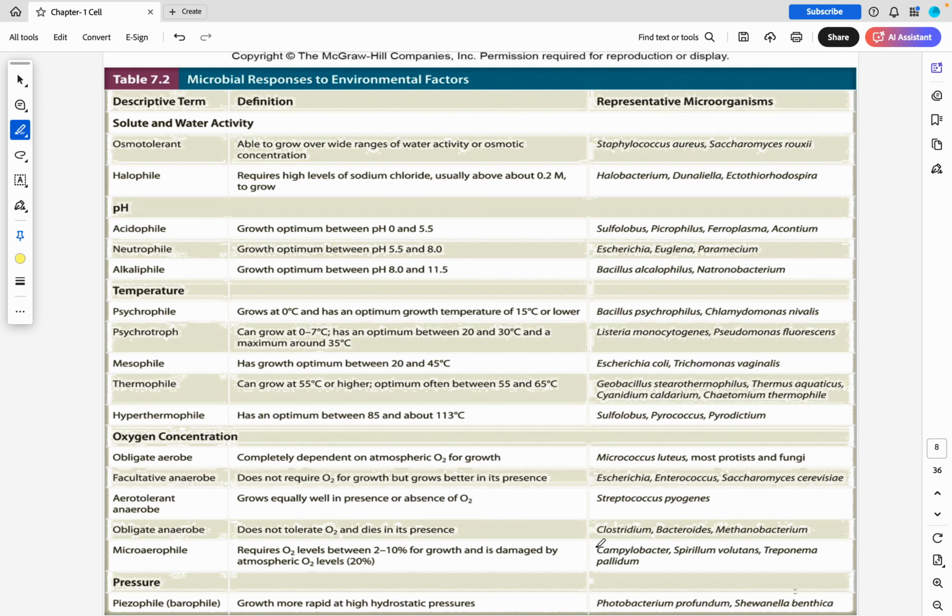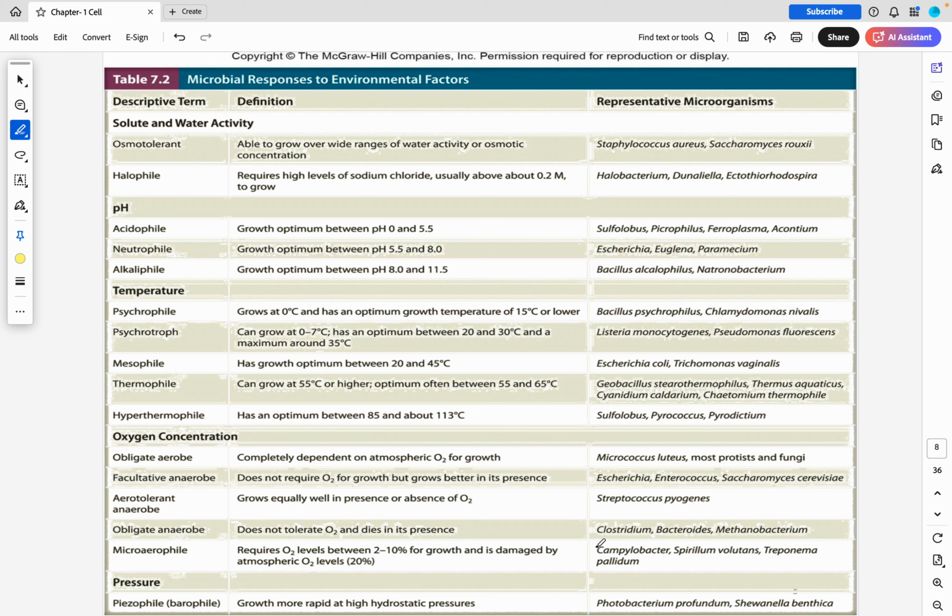Okay. All right. So let's have some examples, some representative organisms that fall within the different categories within the spectrum of physical requirements that dictate their growth, dictate microbial cell reproduction. So for halophilic organisms, some examples include Halobacterium, Dunaliella, and Ectothiorhodospira. So they require very high levels of salt, sodium chloride, about 0.2 molar to grow.